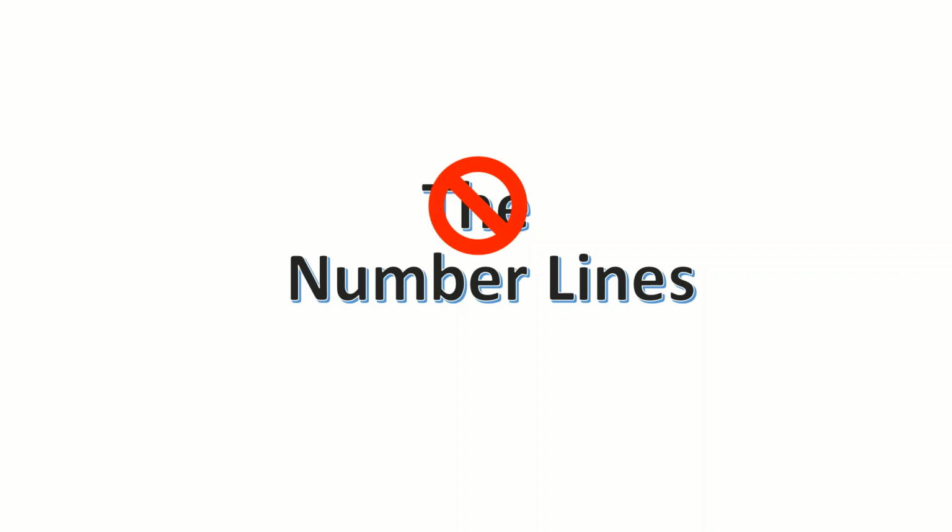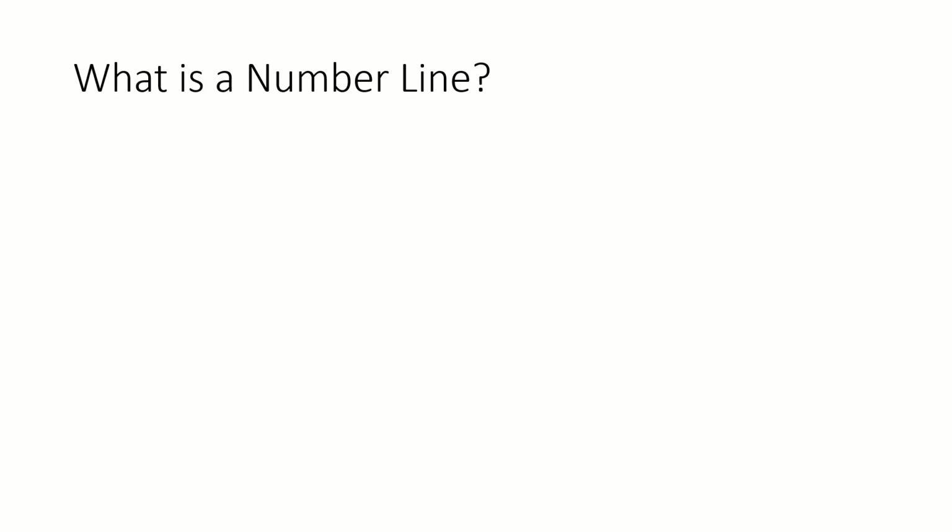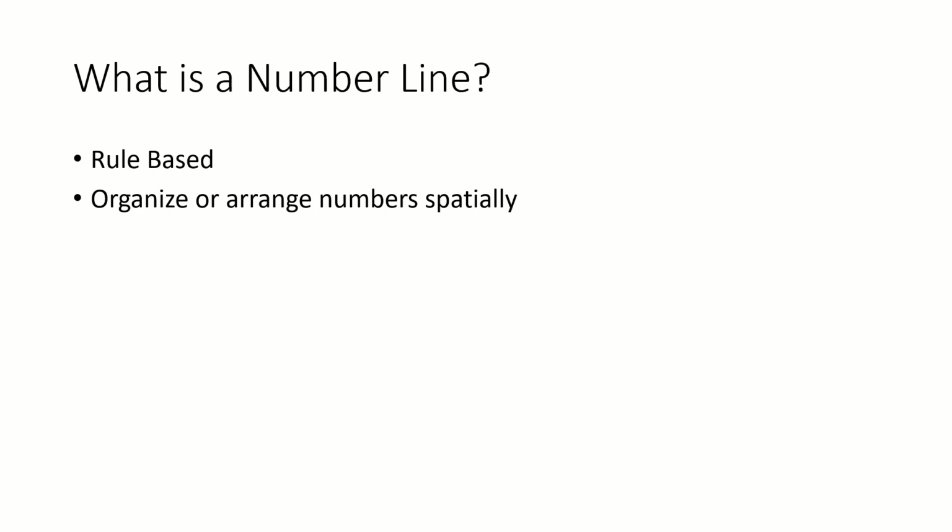Well, let's define it somehow. So the key points are a number line has to be based on some sort of rules. It has to organize numbers spatially in some way, and it's got to be useful somehow. So now let's draw that number line that we all know how to draw from grade school. But this time, let's take our time and see if we can figure out what the rules are that we're actually using to create that number line.